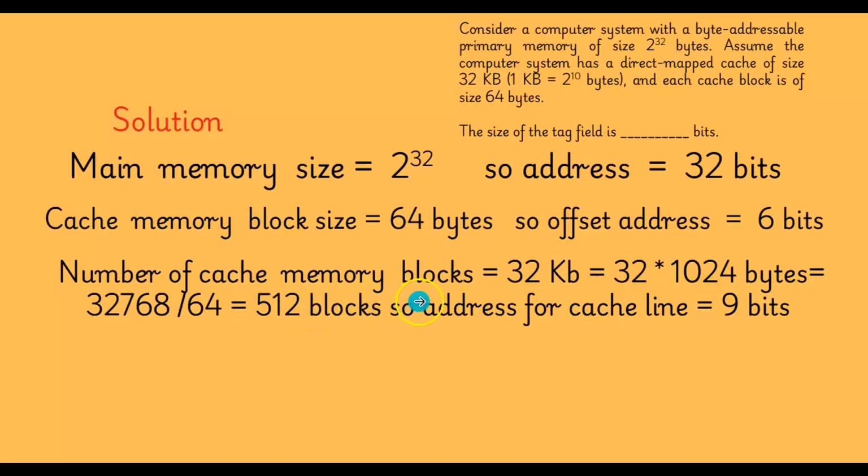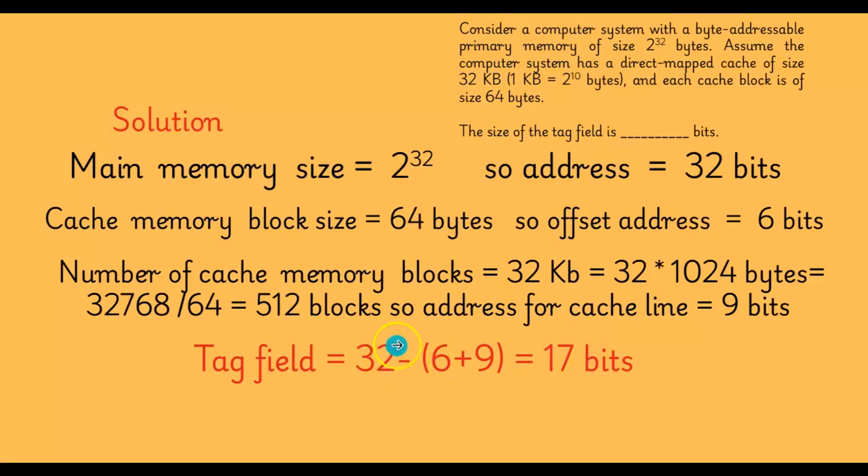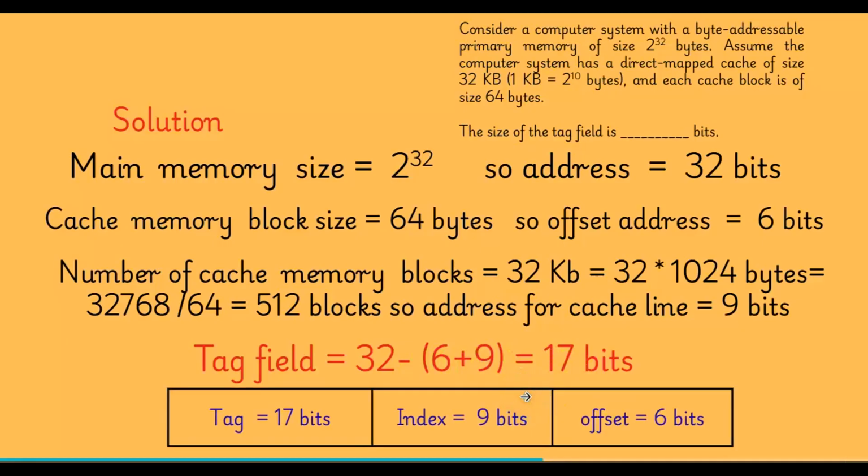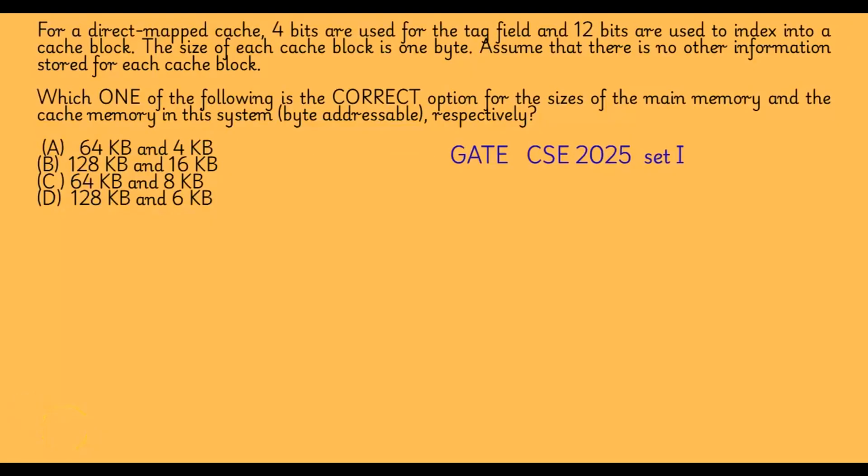So now we found the offset address length and index address length. So what is the tag field address now? That means the main memory address length 32 minus offset address length 6 and index address length 9. So 32 minus 15, 17 bits. So the answer is 17 bits. So offset is equal to 6 bits, index is equal to 9 bits, and tag is equal to 17 bits. That is the final answer. Let us see the next question.